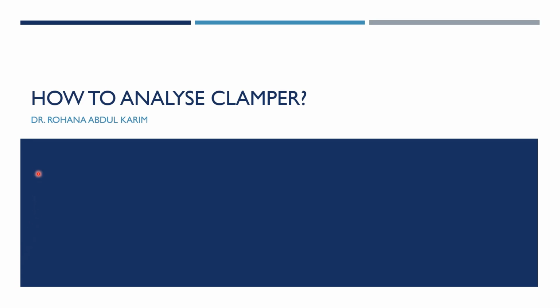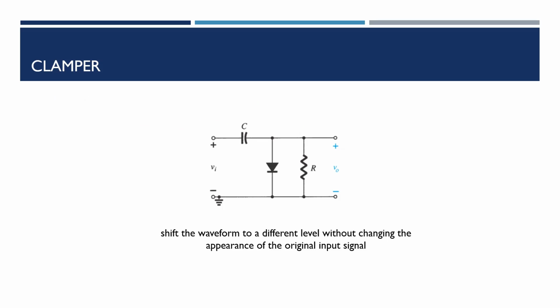In this video, I'm going to explain to you how to analyze a clamper. The function of a clamper is that it will shift the waveform to a different level without changing the appearance of the original input signal. We're going to look later at what is meant by that.